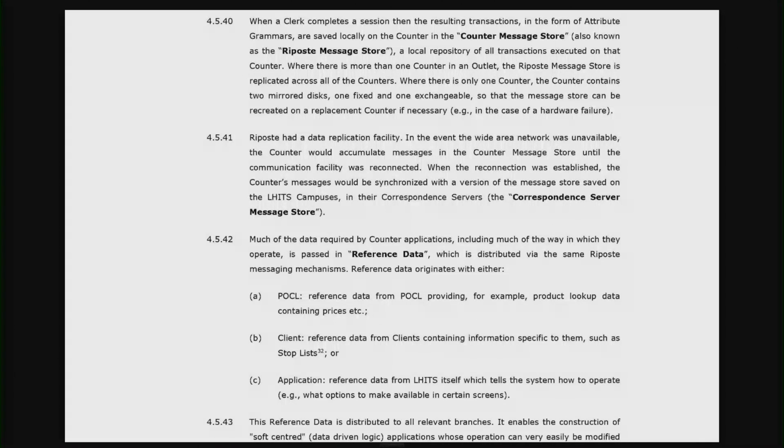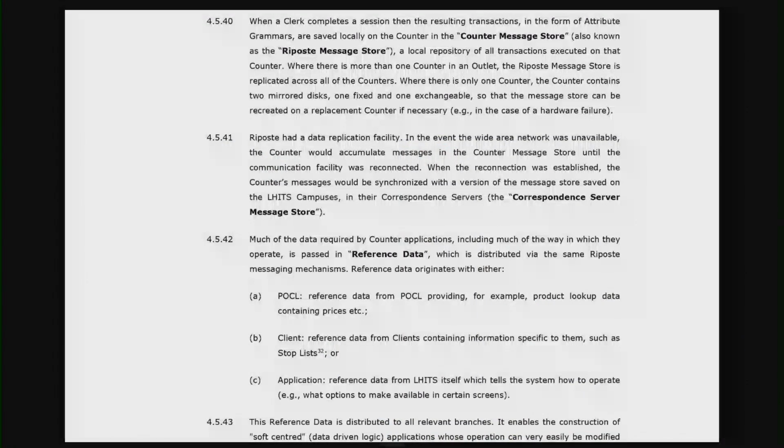Certainly, the correspondence servers were the communication facility at the campuses that basically allowed for the data traffic to move between the counters and the rest of the operations at the data facility or at the campus. Okay, we'll come back to those in a bit more detail when we get to component D. Yes.